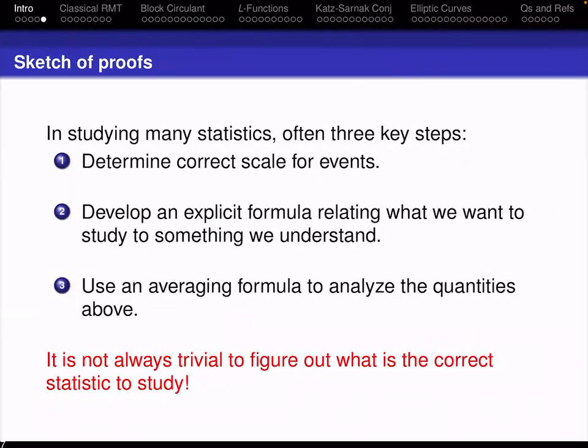And so there are 3 steps in all the proofs. The first, as I've mentioned before, is you have to find the correct scale to look at things. The second is you need some kind of explicit formula relating what you want to study to what we can study. We've already seen that with the Riemann zeta function, relating sums over primes to products over primes to sums over integers. The eigenvalue trace lemma is the prototypical example relating these sums over matrix elements to eigenvalues.